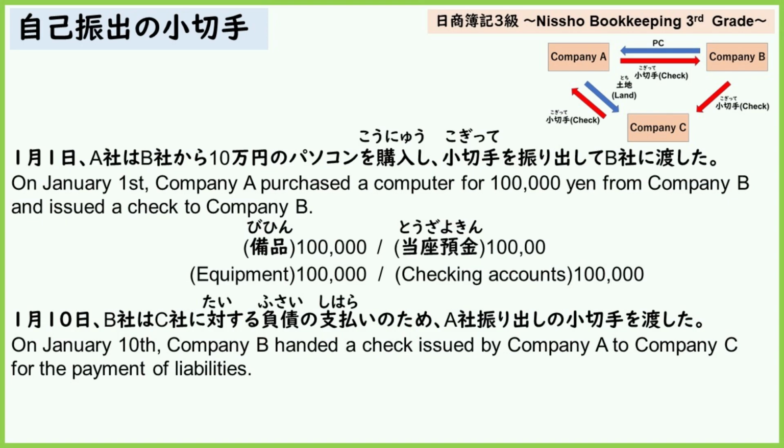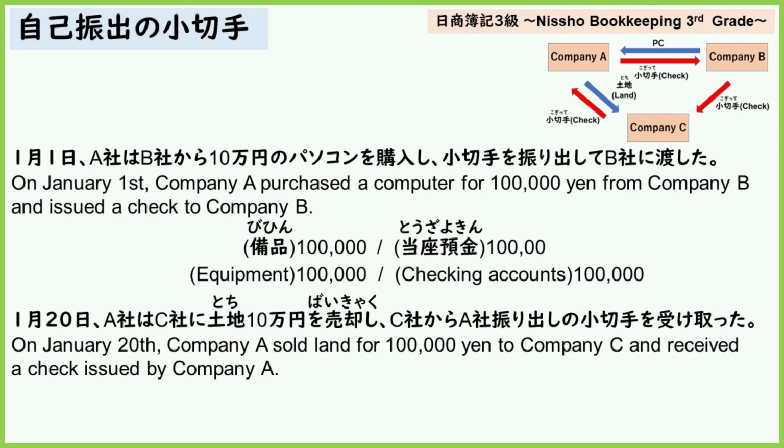Next, on January 10th, Company B handed a check issued by Company A to Company C for the payment of liabilities. The journal entry is as follows. No journal entries. This transaction does not affect Company A's journal entries, so there is no journal entry.